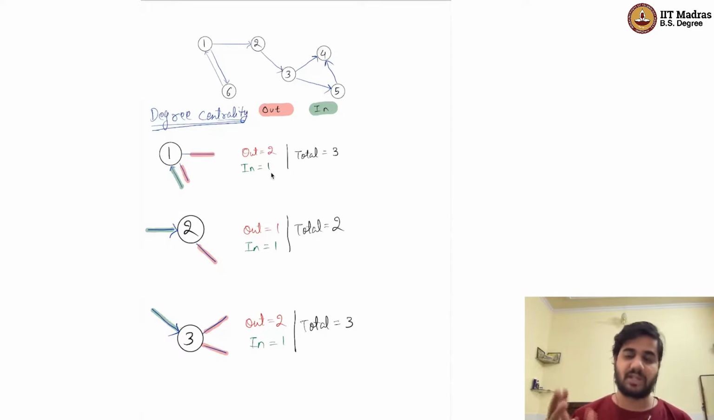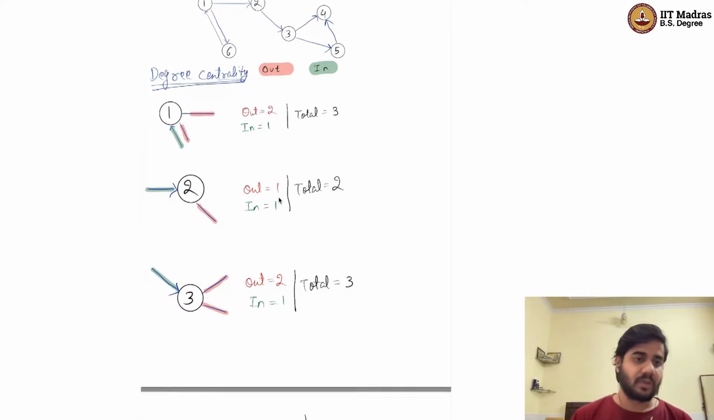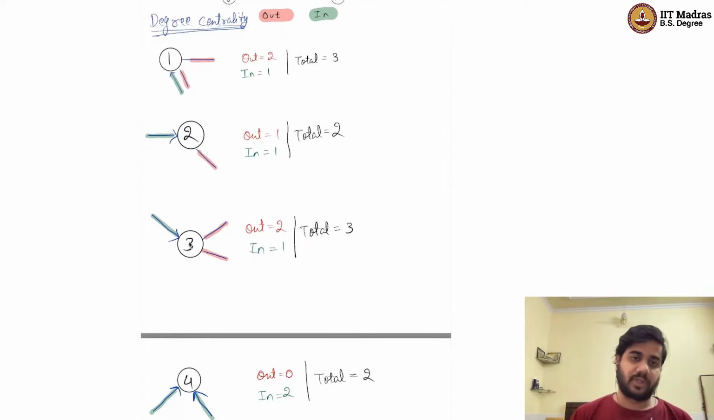Now, assume this graph was undirected and there were just these three nodes. In that case, the degree would be 3. Now, we can do this for each node. So, for 2, there is one incoming and one outgoing, so 1 and 1. In case this was undirected, it would become 2. For the case of 3, there is one coming in from 2 and going out to 4 and 5. So 2 out and 1 in, total 3.